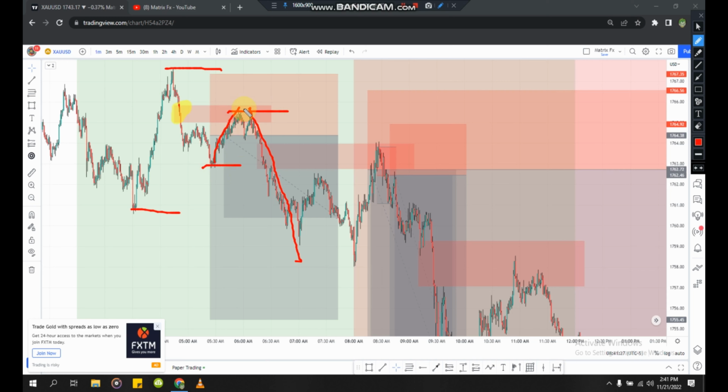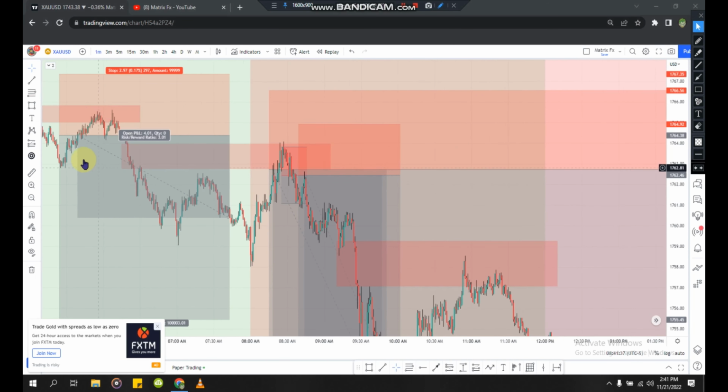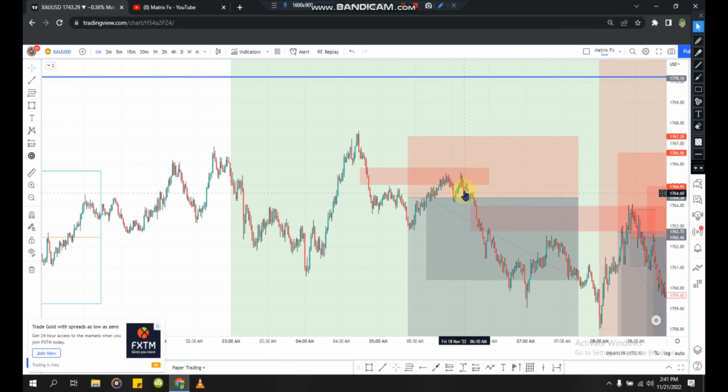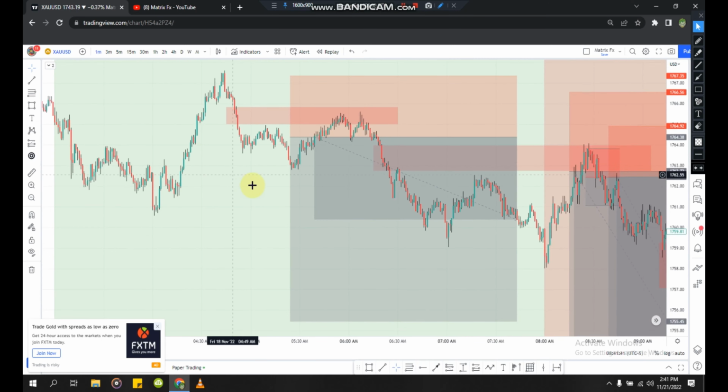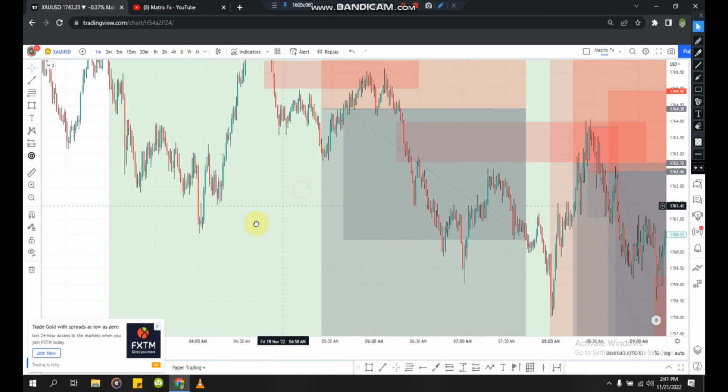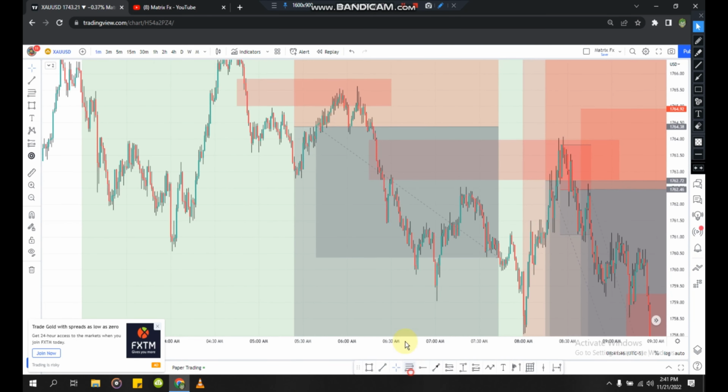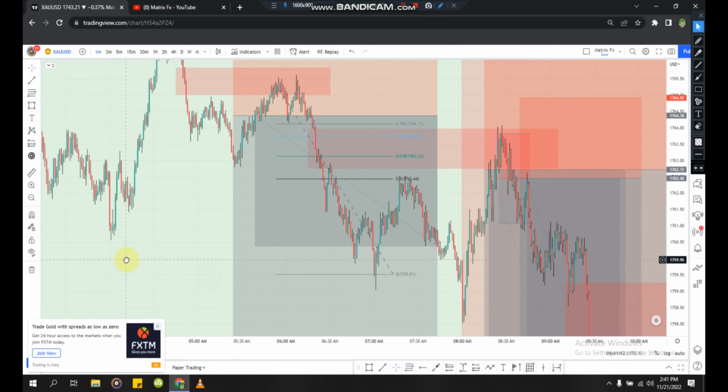Since the market has broken the structure, all we have to do now is flip this leg. Let me do that real quick. Now all we have to do is flip this leg. If you are flipping it from right here to right here, I think that's the level I was using. So my 50% was just here.